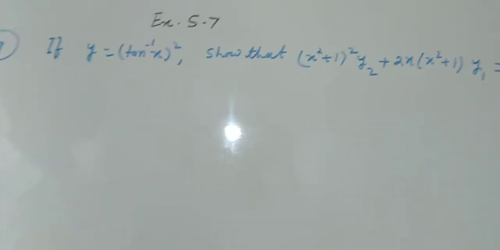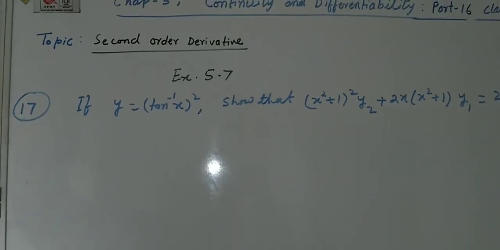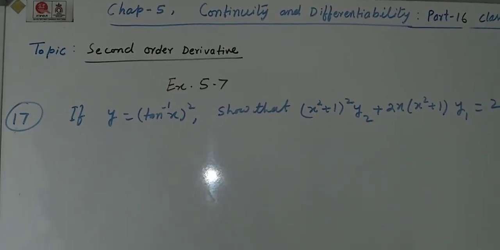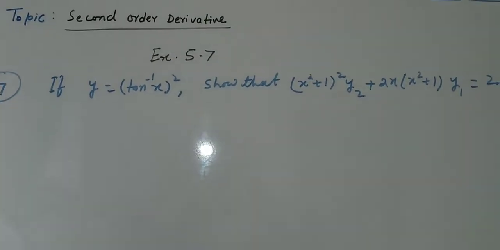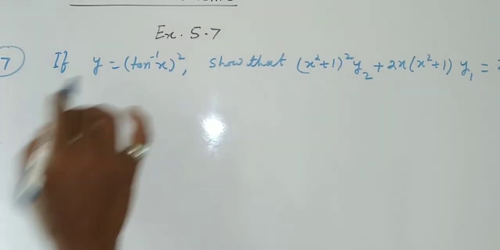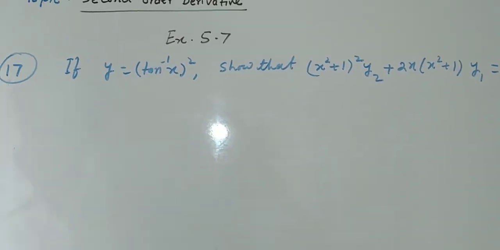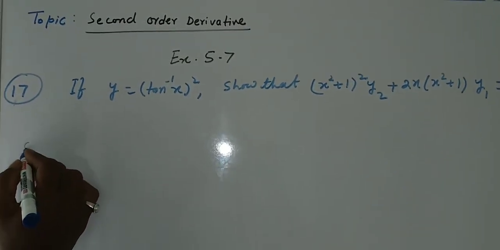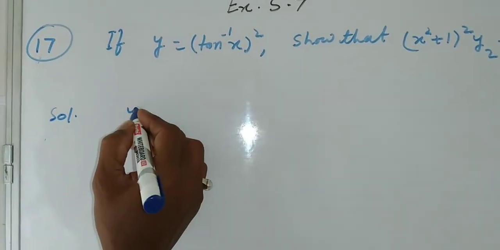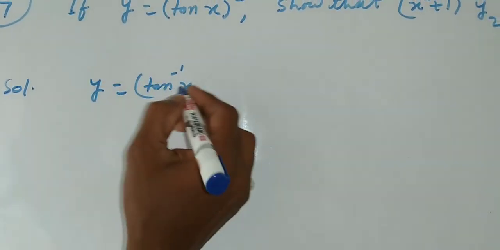Now the last question of this chapter. Again a function is given, and we have to prove this. This is a very similar question. In the similar way we will differentiate the function two times, because y1 and y2 are both in the expression. So the solution: y equals (tan inverse x) whole square.